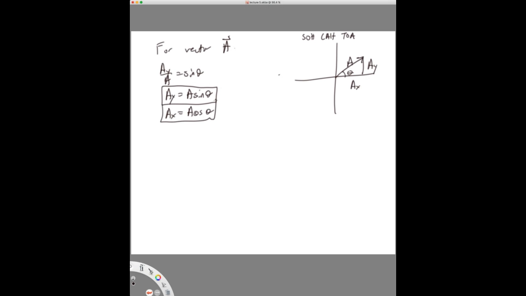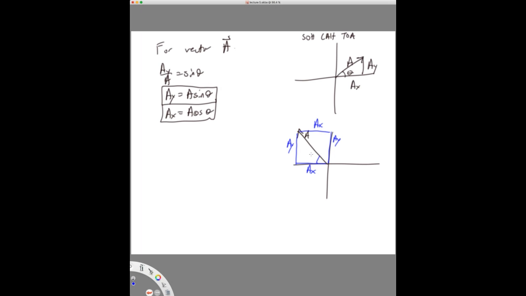So what happens if we're in a different quadrant? Maybe we have a vector that looks like that. If I have this vector, all of a sudden I can get a little confused how I should draw the triangle. Maybe I should draw it like this and have AY here and AX there. Or maybe I should draw it like this, and AX goes on top and AY goes on the bottom.